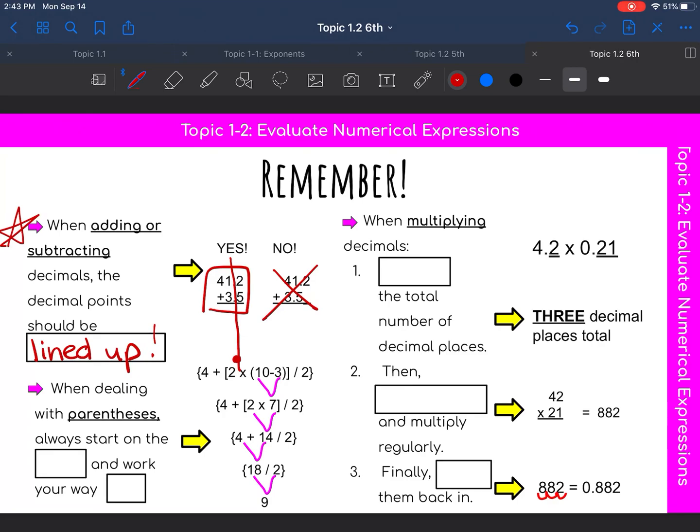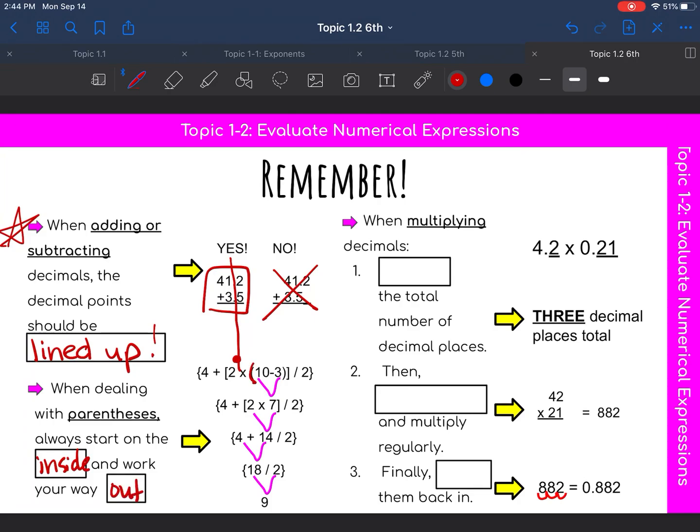The next one, when dealing with parentheses, always start on the blank and work your way blank. What do you think that is? There's a little example for that. You want to always start where and work your way where. What do you think that would be? All right, for that one, it's always start inside and work your way out.